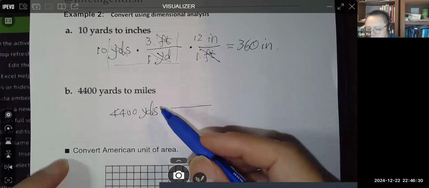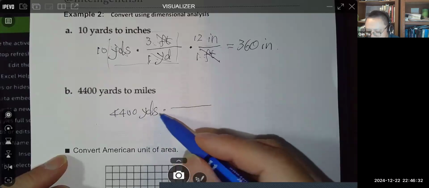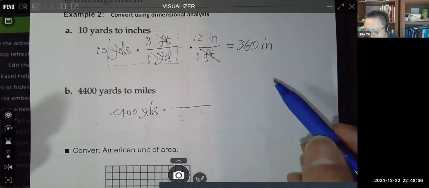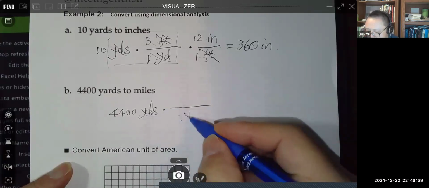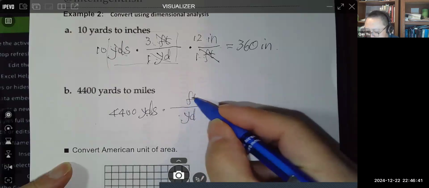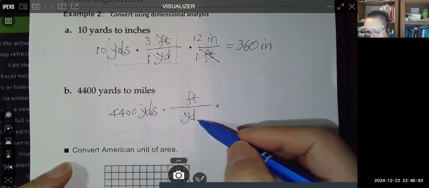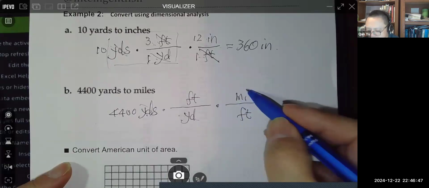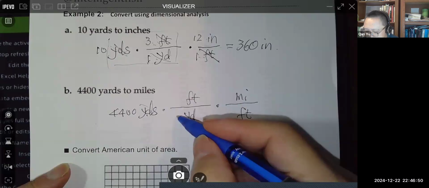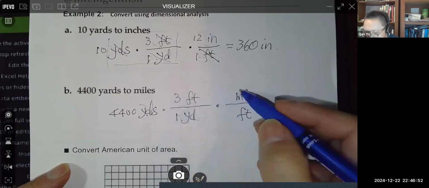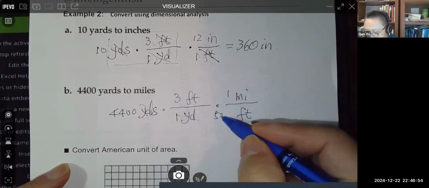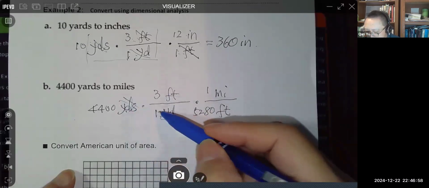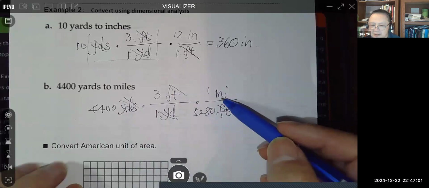But we do know how many feet in a yard, right? So we can go from yard to feet, and then from feet to miles. So let's do it that way. I cancel yard to get foot. Next step, after cancel yard, I also need to cancel foot. So another foot on the bottom, miles on the top. Now plug in numbers, 1 yard, 3 feet, 1 mile, 5,280 feet. Now apparently these two cancel, we only have miles left.